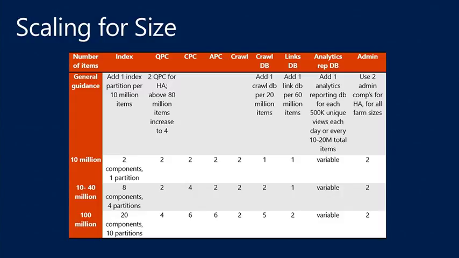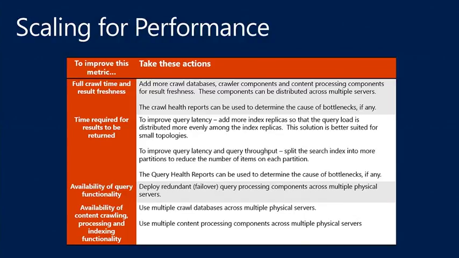So for freshness, improve your crawl time, add more crawl databases or crawl components. Crawl database we discussed in the previous session. For time to deliver results in terms of query processing, actually getting those results back to you, you can have additional query processors, extra partitions. The more replicas you have within a single partition, the more copies of the index you have, the more parallel queries you can make.